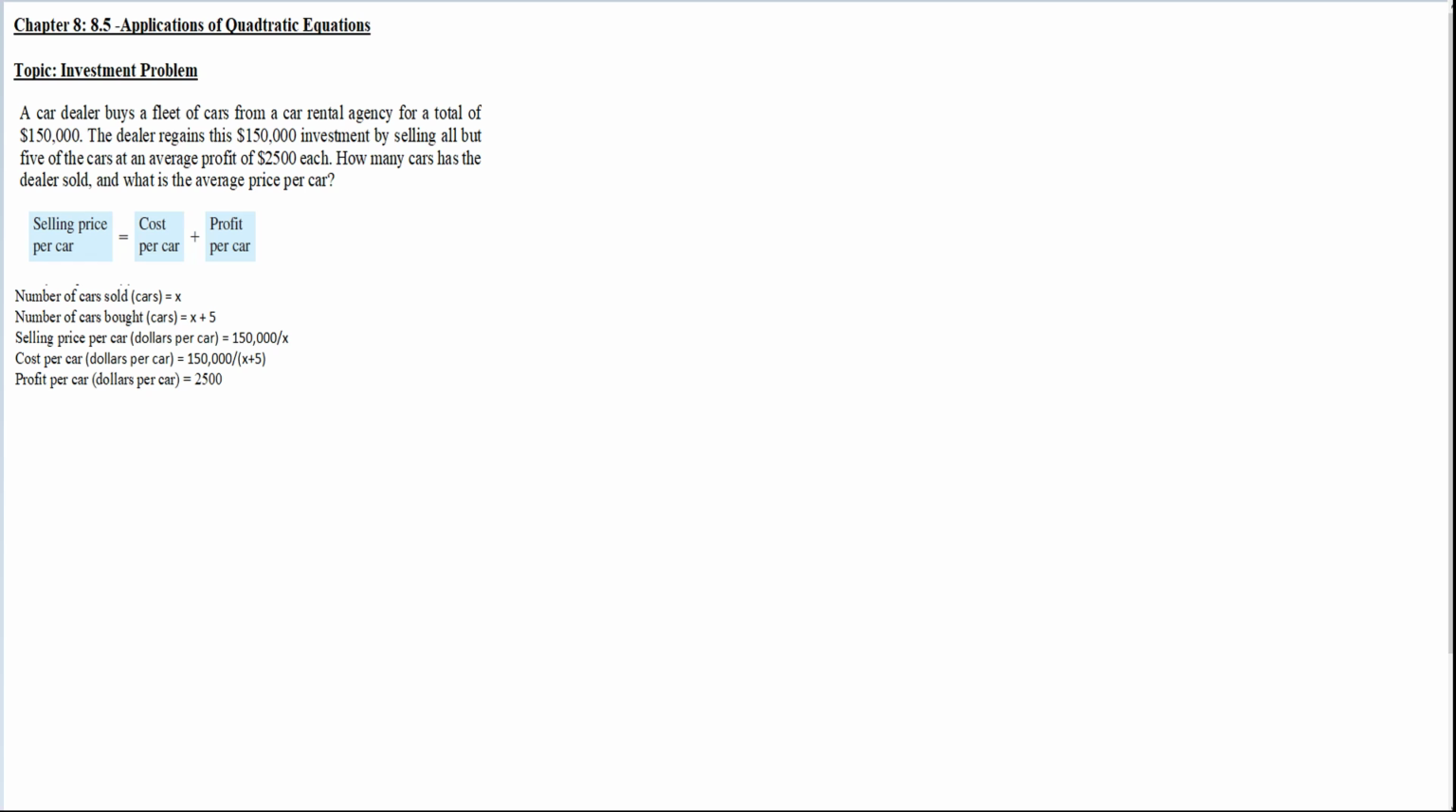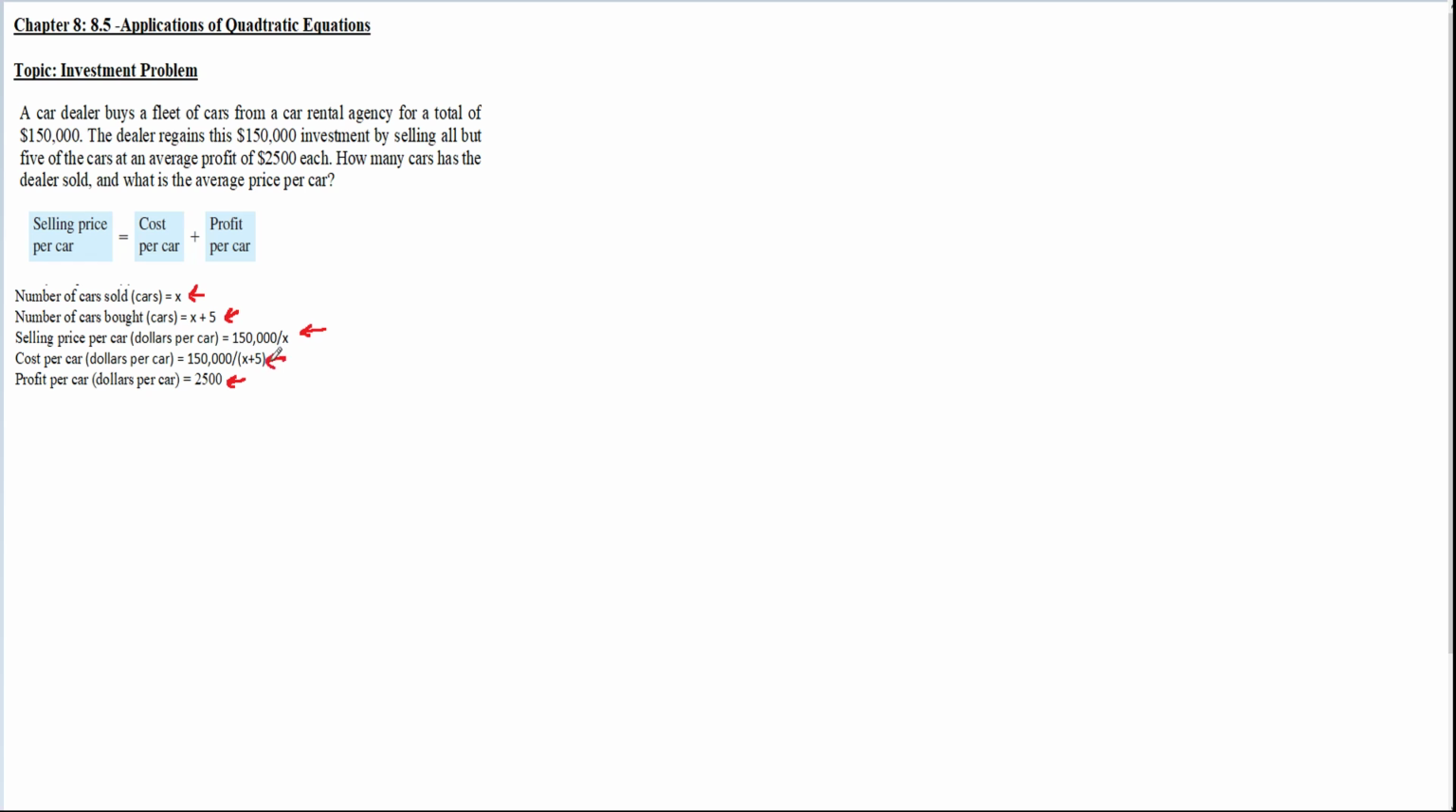Here I've labeled out what our variables are. We have the number of cars sold, which is x, and the number of cars bought, which is x plus 5, because remember he sold all but 5. Then the selling price per car is his investment divided by the number of cars sold, and the cost per car is that investment divided by the number of cars bought. And then right here is the profit.